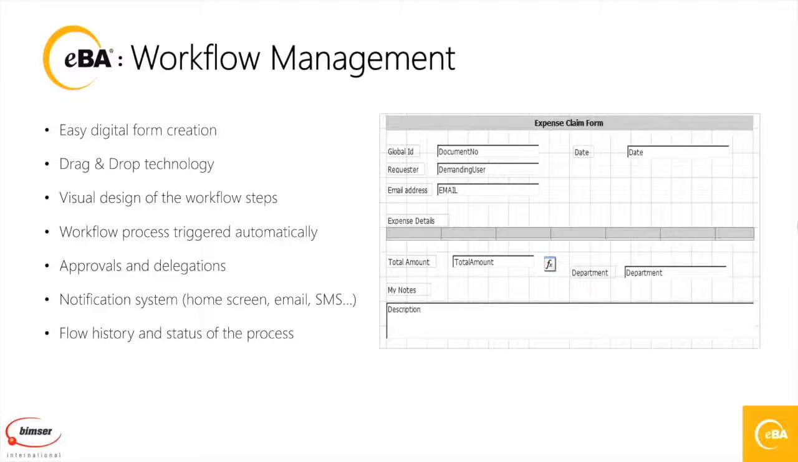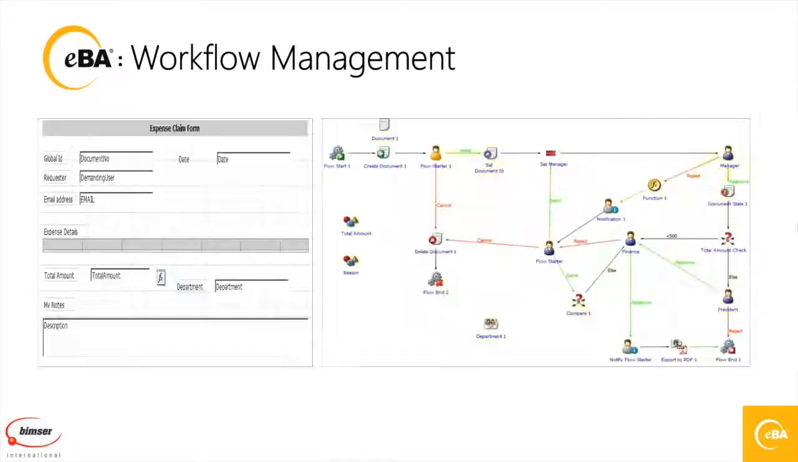On the next slide, we see two images. On the right image, you can see a workflow that we created based on the expense claim, and the expense claim is on the left side, as you can see. The workflow that I'm currently showing is not filled with technical terms. It's quite self-explanatory. For instance, when you create a document, you set up a document ID and you set up a manager, and then the manager would accept or reject that document.